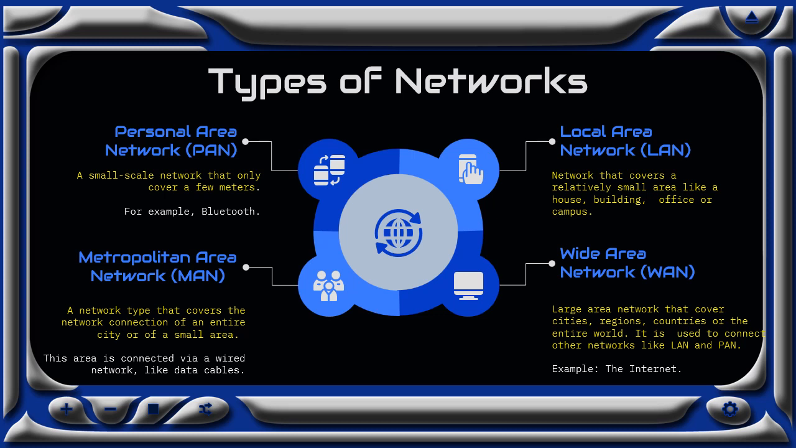The bigger one is the metropolitan area network MAN, a network type that covers the network connection of an entire city or of a small area. This area is connected via a wired network like data cables. For the last one, we have the wide area network WAN, a large area network that covers cities, regions, countries, or the entire world. It is used to connect other networks like LAN and PAN. The best example of this is the internet.